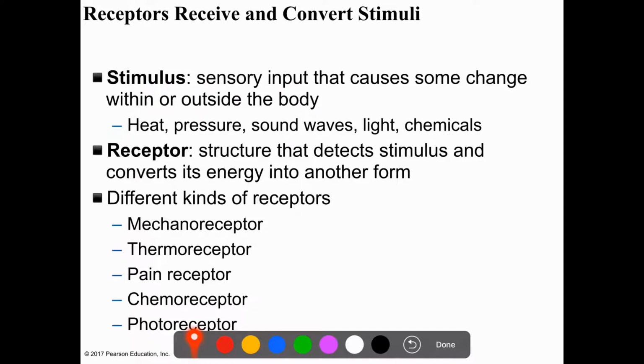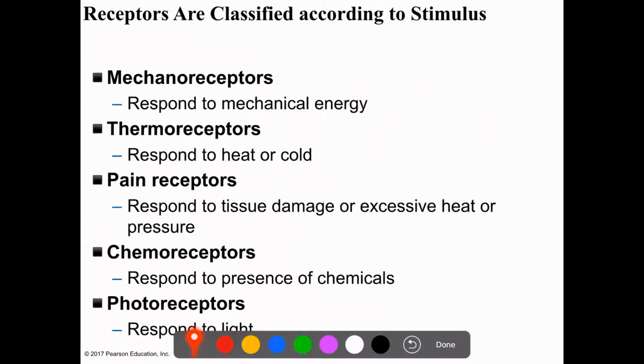And the stimulus is detected by receptors. These receptors will convert the energy from these stimuli into action potentials. So these receptors are going to induce action potentials and send the information toward the central nervous system. And we have different types of receptors: mechanoreceptors, thermoreceptors, pain receptors, chemoreceptors, or photoreceptors. Each one of these types of receptors deals with a certain type of stimuli.